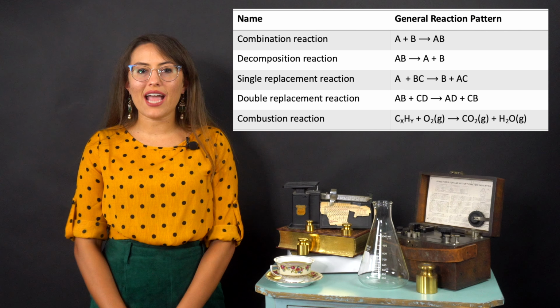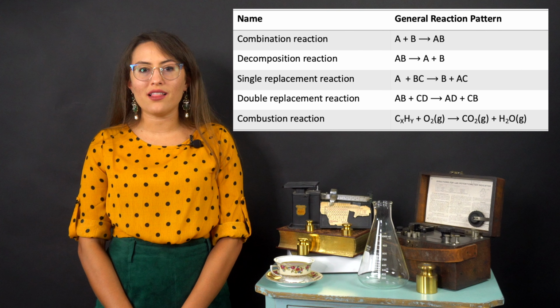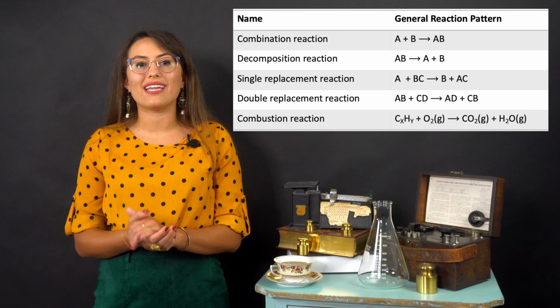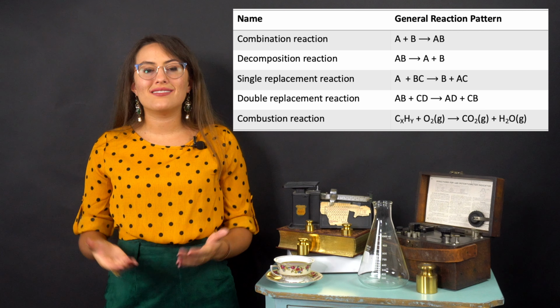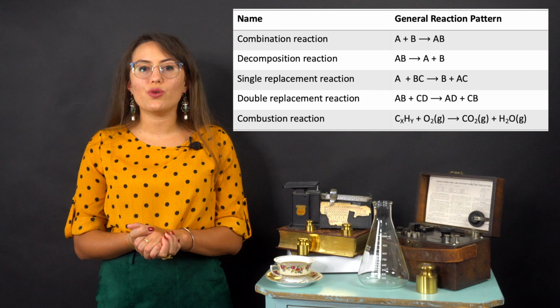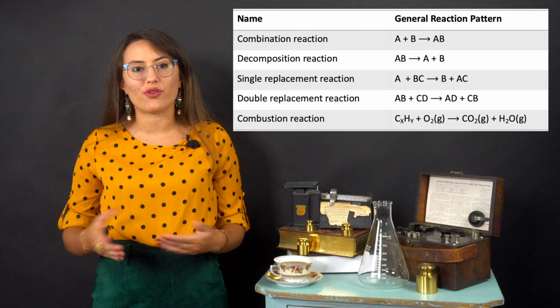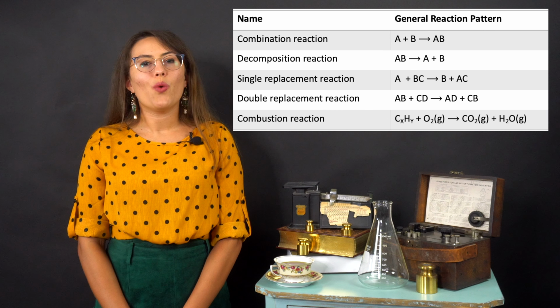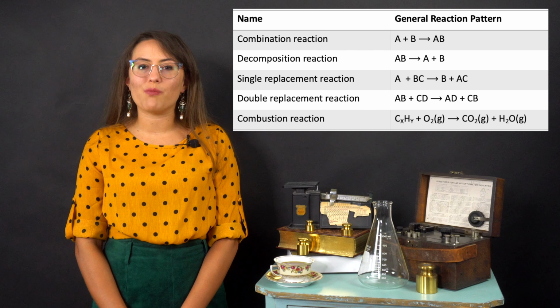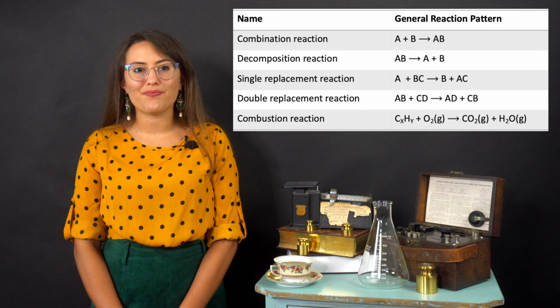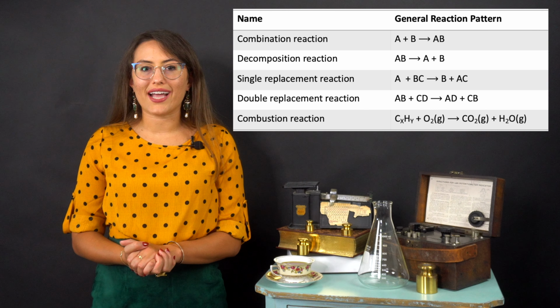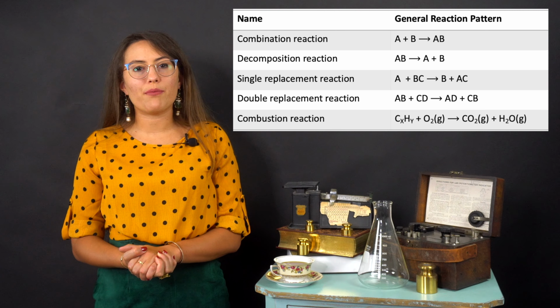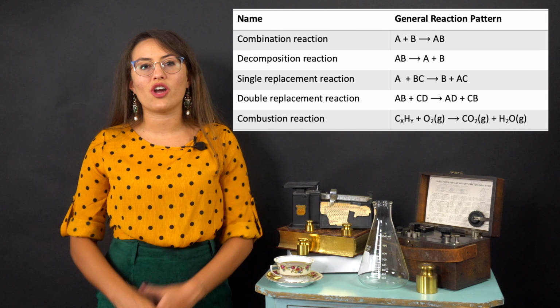Single replacement reactions occur when a compound reacts with an element, producing a new compound and an elemental product. Double replacement reactions occur when 2 compounds react and form 2 different compounds as products. We will discuss replacement reactions in more detail in later discussions. Lastly, a combustion reaction is when you have a substance that burns with oxygen to form gaseous carbon dioxide with water.